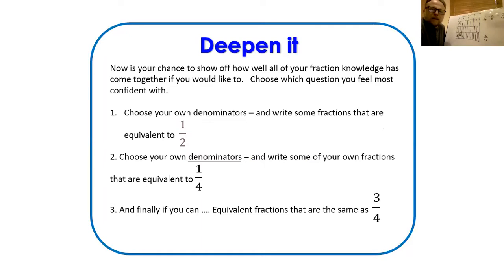If you think back, we did 10/20ths for the same as a half, didn't we? So you could maybe have a go at doing some fractions the same as a half. Or if you fancy challenging yourself a little bit more, you could choose your own denominators and write some fractions that are equivalent to a quarter. That's where the top number is always a quarter of the bottom number. And then finally, if you want to choose option 3, you have to do option 2 first, really, to be able to do it. Could you find some equivalent fractions that are the same as 3/4?